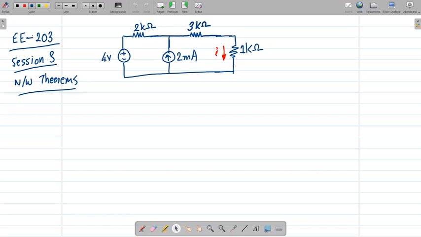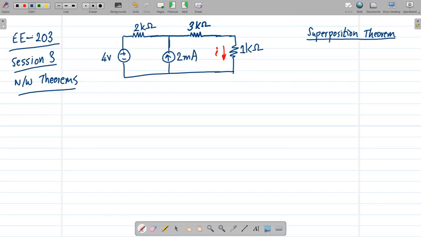So how would you do this normally? You can pause the video and try to solve it yourself. We can start off using the superposition theorem. In superposition, what you do is you consider each source separately and calculate the effect of it on the 1 kilo ohm resistor, and then you can add up the two effects. The reason is because the resistor is a linear element and this is a linear circuit. So let's start with that.